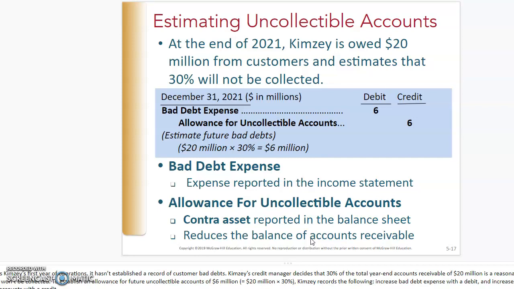The allowance for uncollectible accounts is a contra asset account. Similar to accumulated depreciation, which we've already seen, the allowance for uncollectible accounts is attached to accounts receivable. We have the accounts receivable amount and then the uncollected amount as a negative, and the two of them together, when we net them, is net receivables.